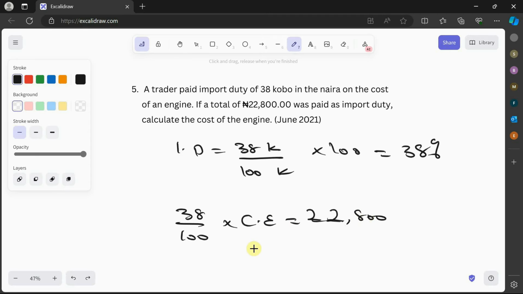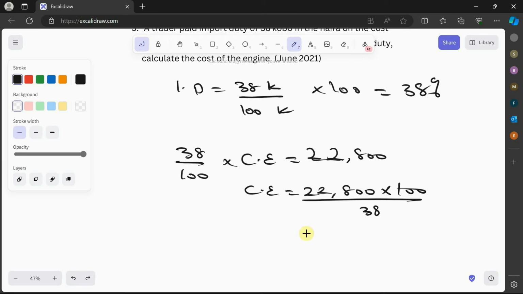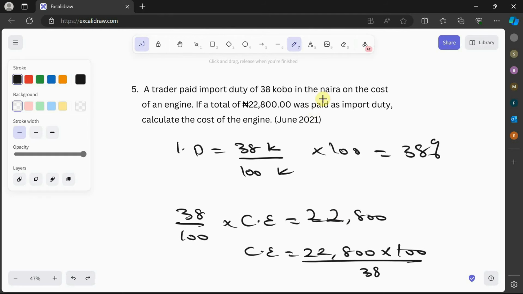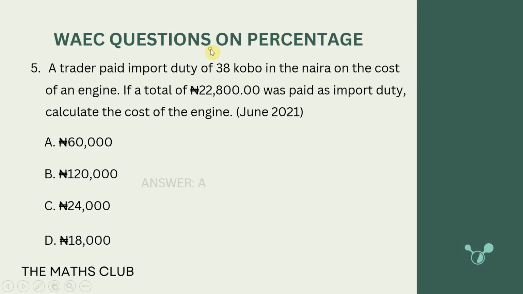22,800. So if I cross multiply, the cost of the engine will be 22,800 times 100, then divide this by what? 38. Let's plug that into our calculator and see what it gives us. So that means the cost price is 60,000 naira. So that's basically it. Once you understand the kobo in the naira, it is very, very simple. So that should be option A.